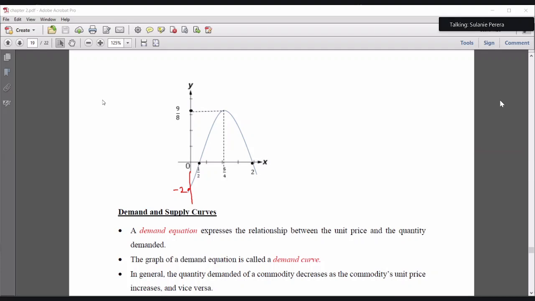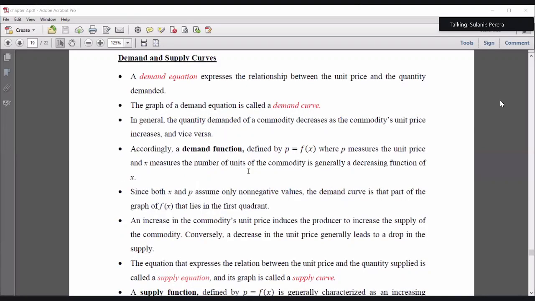Okay, next we move on to demand and supply curves. A demand equation expresses the relationship between unit price and quantity demanded. The graph of a demand equation is called the demand curve. In general, the quantity demanded of a commodity decreases as the commodity's unit price increases, and vice versa.